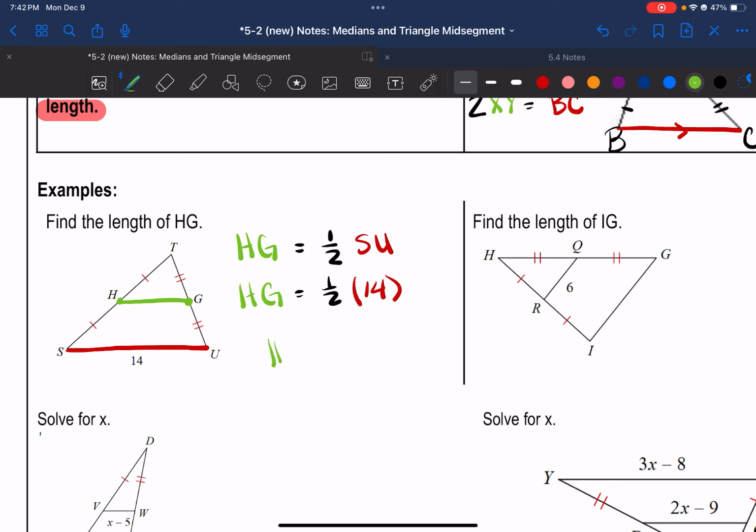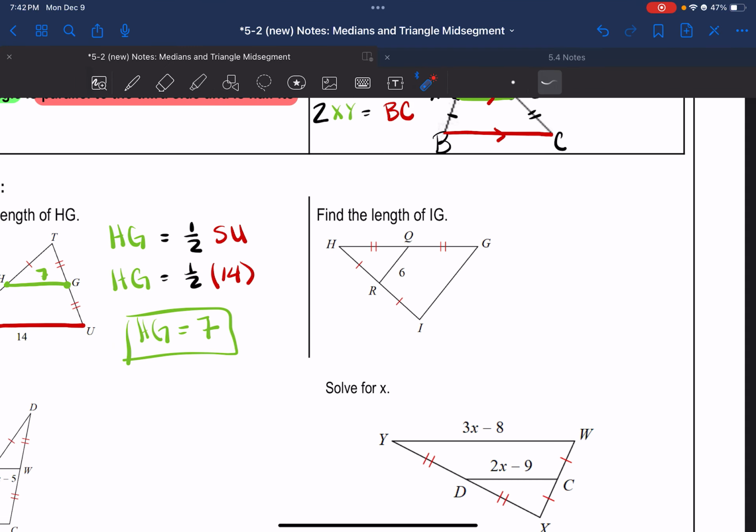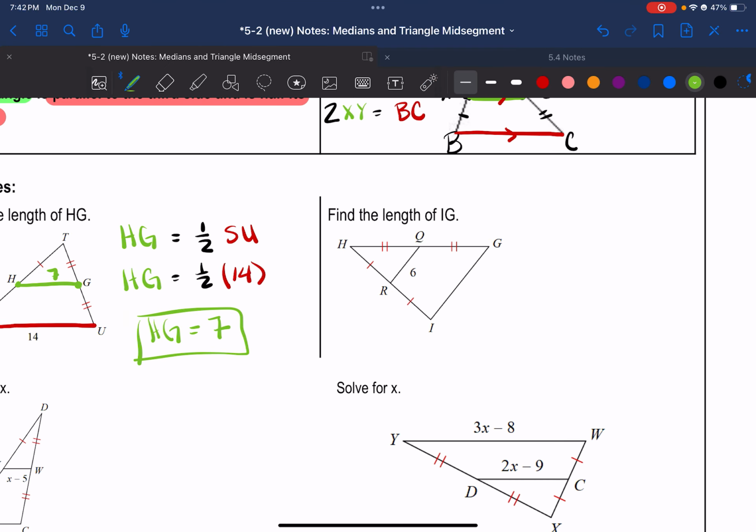All right, let's look at the next one. We have this side. RQ is going to be the little side, and if I double that, it's going to equal IG, which I'm trying to find. So I'm going to double RQ, and RQ is 6, which is going to equal IG. And so 2 times 6 is 12, which is equal to IG. And again, that should be the bigger side, so make sure that looks the way it is.